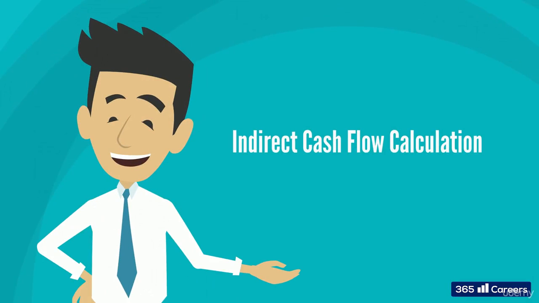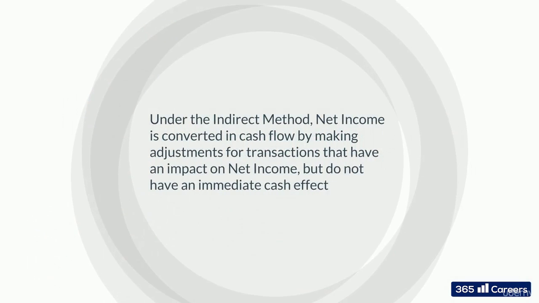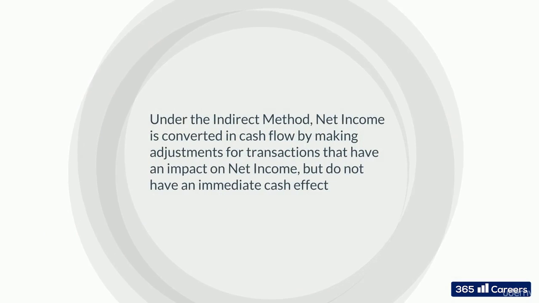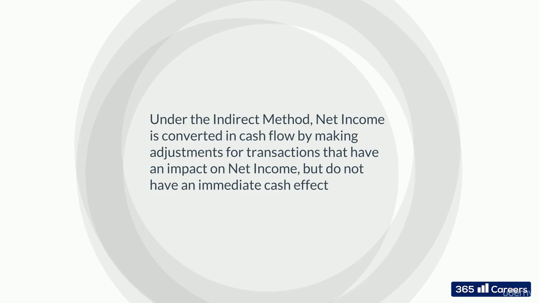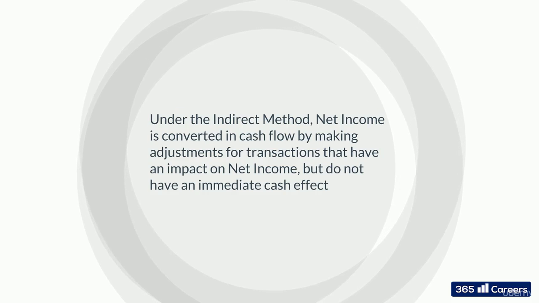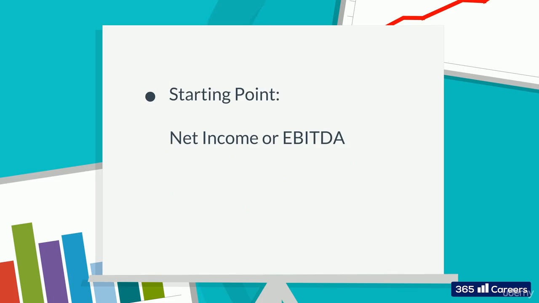As we said in our previous lesson, the indirect method is much more widely used than the direct method. Under the indirect method, net income is converted to cash flow by making adjustments for transactions that have an impact on net income but do not have an immediate cash effect. Such adjustments comprise the elimination of non-cash expenses and changes in balance sheet accounts deriving from the application of accrual accounting. The starting point for the calculation of the indirect cash flow can be net income or EBITDA.